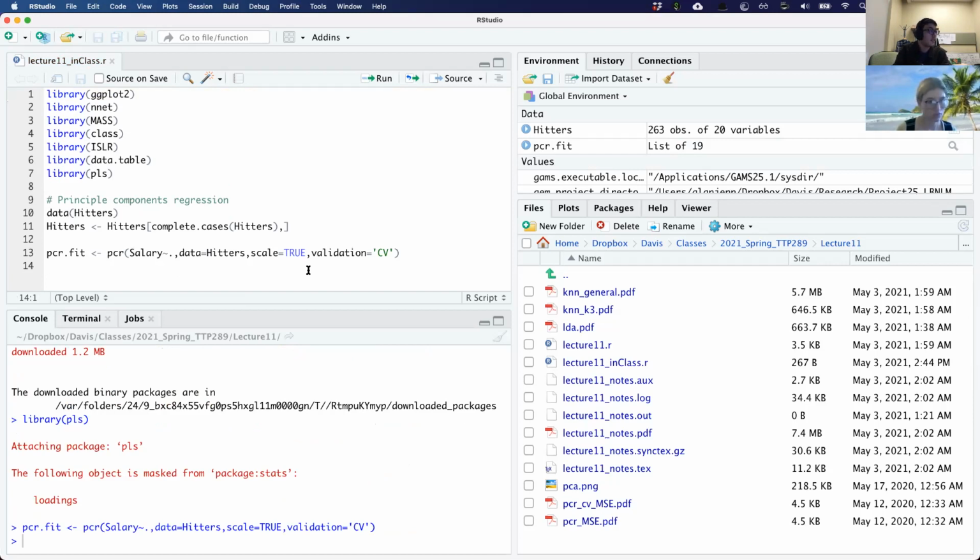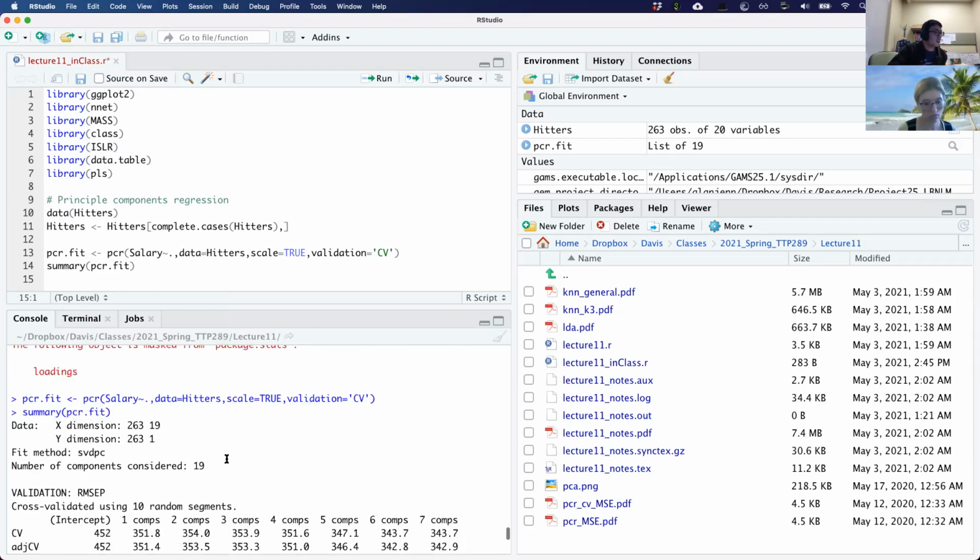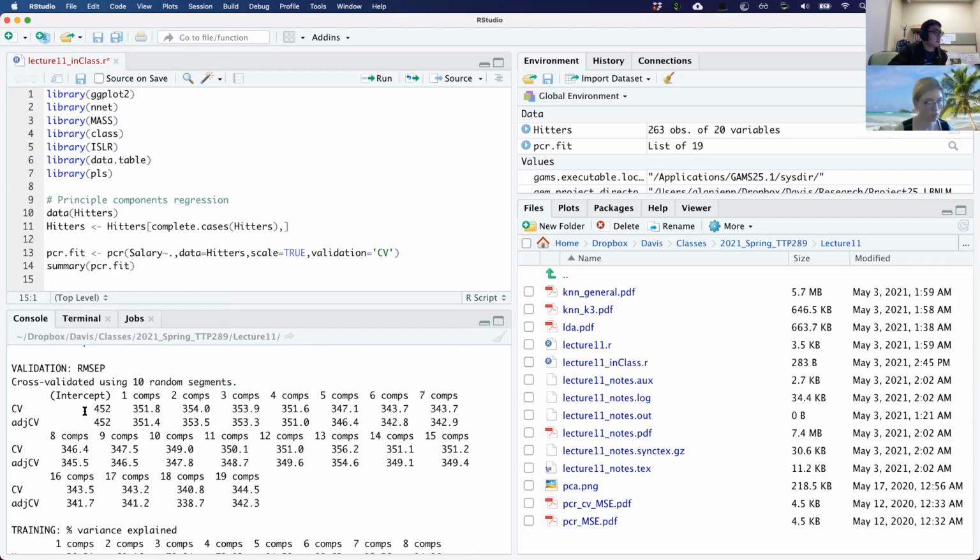Okay, let's take a look at the summary for PCR. This is going to be slightly different. This gives us some diagnostics about the cross-validation root mean squared error values across a number of different components. And so usually you're going to want to be looking at the model that has the lowest root mean squared error. And that tells you something about which is the best number of components to use.